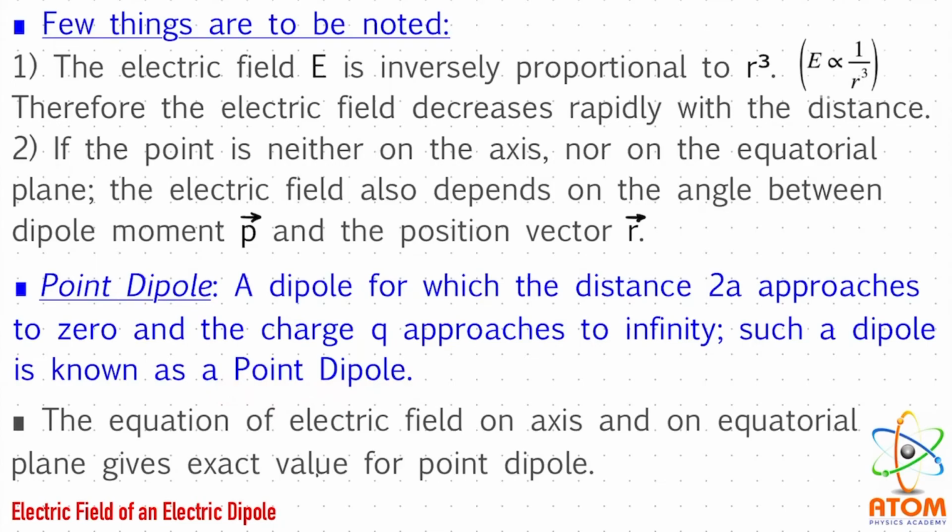Now the thing is, the equations of electric field of a dipole on the axis and on the equatorial plane give exact values for a point dipole, whereas for any practical dipole, these two equations that we have derived will give approximate values, whereas for a point dipole they will give exact values for any value of r.